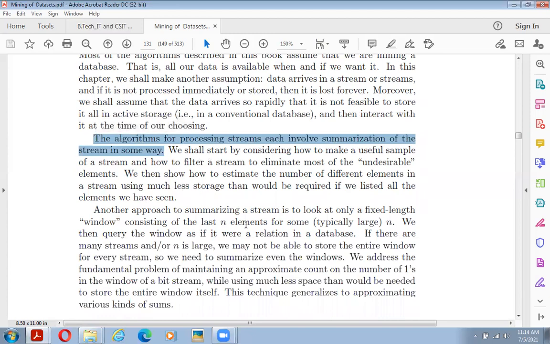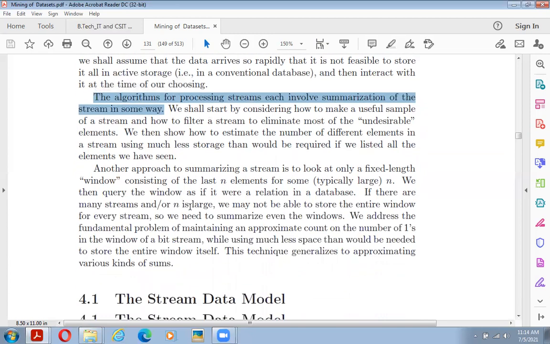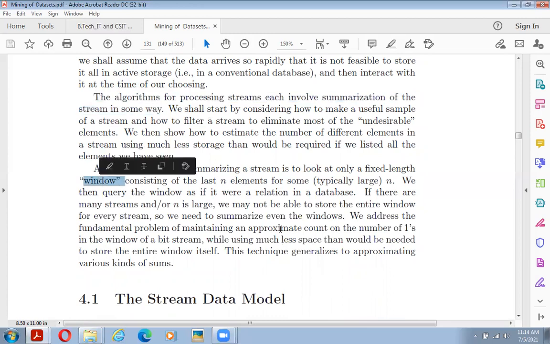Let's learn an approach. A way to summarize a stream is to look at only a fixed length window. That is the window concept, which belongs to networking. The window consists of the last n elements for some typically large n. We then query the window as if it were a relation in a database.